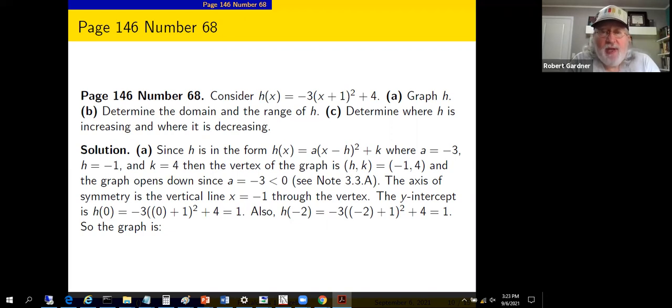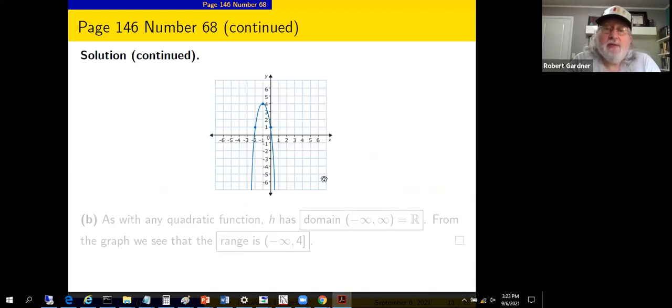Using that information and the fact that this is a quadratic function, we get something like this. So here's the point -1, 4. There's the vertex. Here's the y-intercept, 0, 1. There's the other point, -2, 1, the other point that we calculated. We know it opens downward, so it must look something like this. I really use these two points to give me an idea of how to draw it, how wide it should be, how widely it's opening when it opens downward.